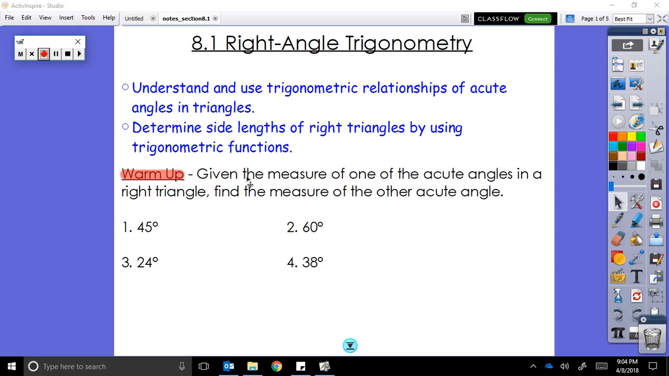It says, given the measure of one of the acute angles in a right triangle, find the measure of the other acute angle. So I want you to talk about that with your partner. A couple things to talk about. One, what is an acute angle? And two, what does a right triangle have to do with anything? Once you've talked about those two things, see if you can answer 1 through 4.